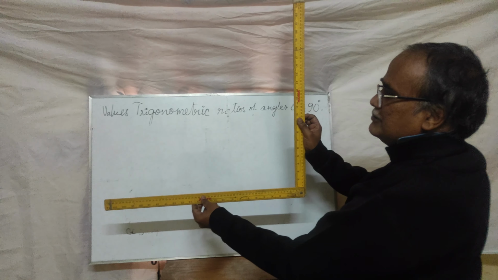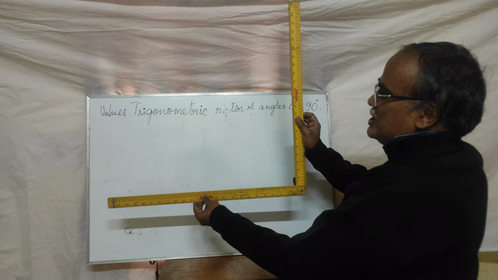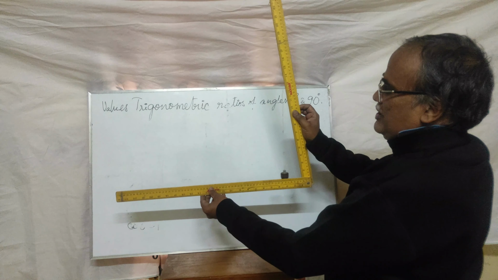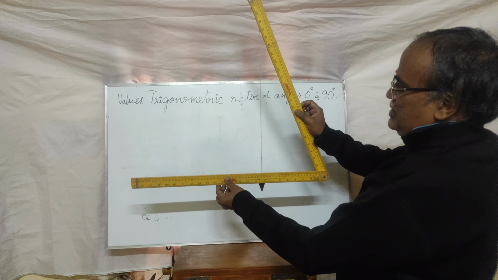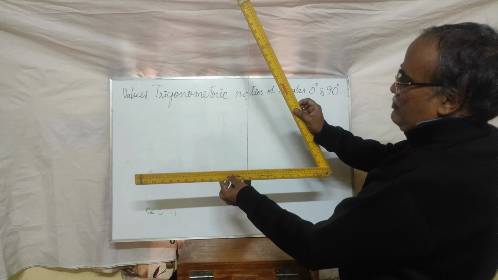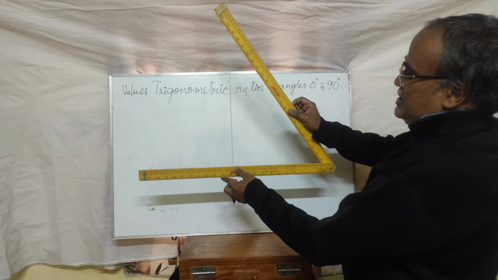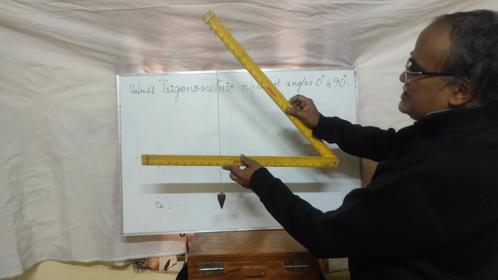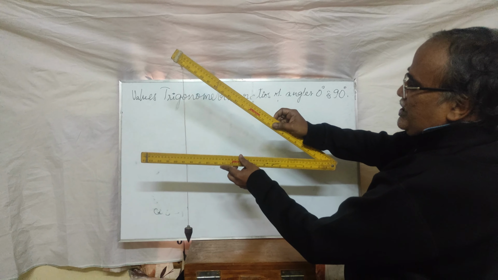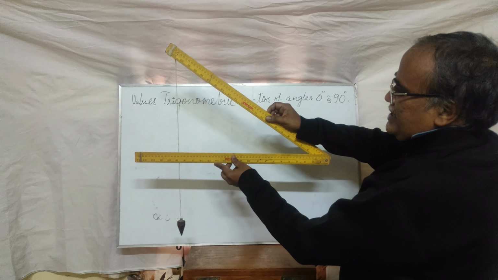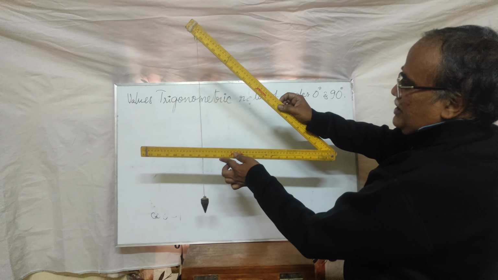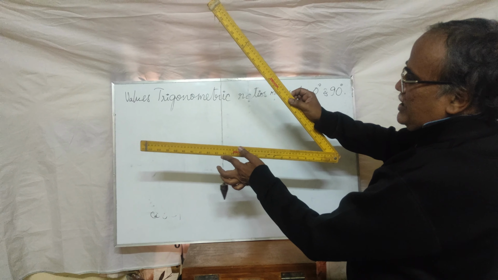Where is the string? You are not able to see the string. Here, now I am making some angle. When I make the angle, you can see the string, the thread, is here. When I decrease the angle, the string is coming forward and it is becoming less. If I increase the angle, it is coming nearer to the vertex.